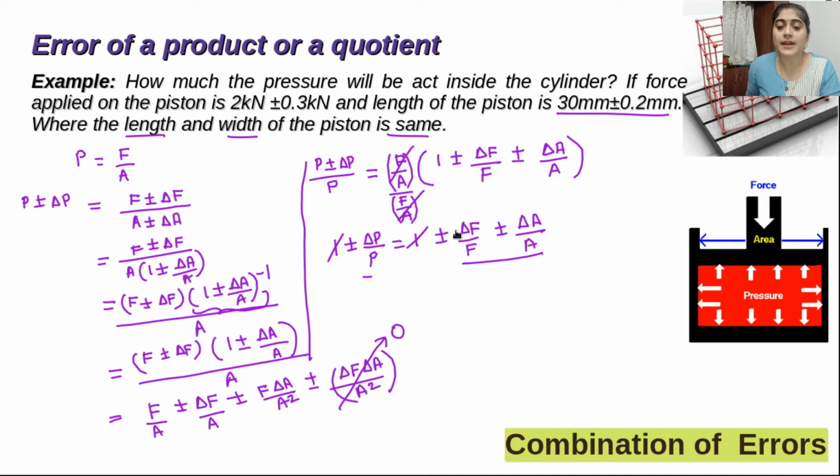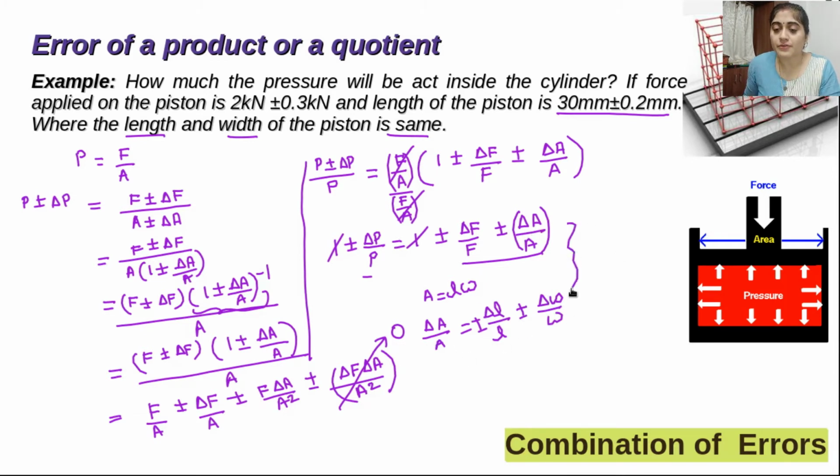If you multiply this by P, then you can find the absolute value of delta P. And one more thing you can see: what is delta A by A? Here length and width are the same, but if length and width are not the same, then A equals what? L into W. So here we are multiplying these two physical quantities. So what will be delta A by A? Again the summation of the relative errors of these two physical quantities. So it will be delta L by L plus minus delta W by W. So in place of delta A by A, we can simply put this.